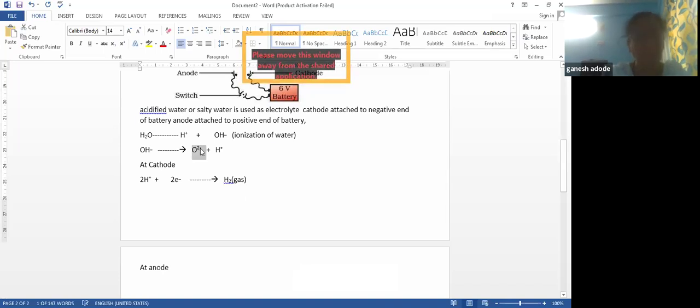Now what will happen? These O2 minus ions are going to be attracted towards the anode.